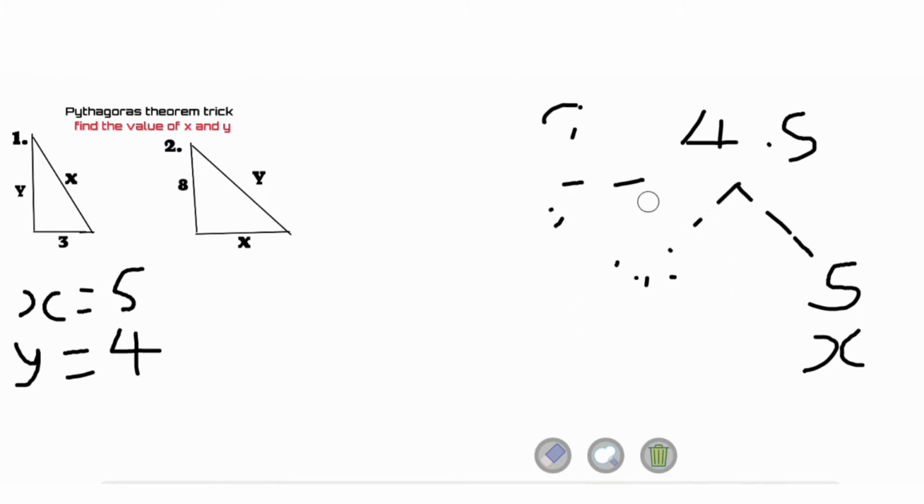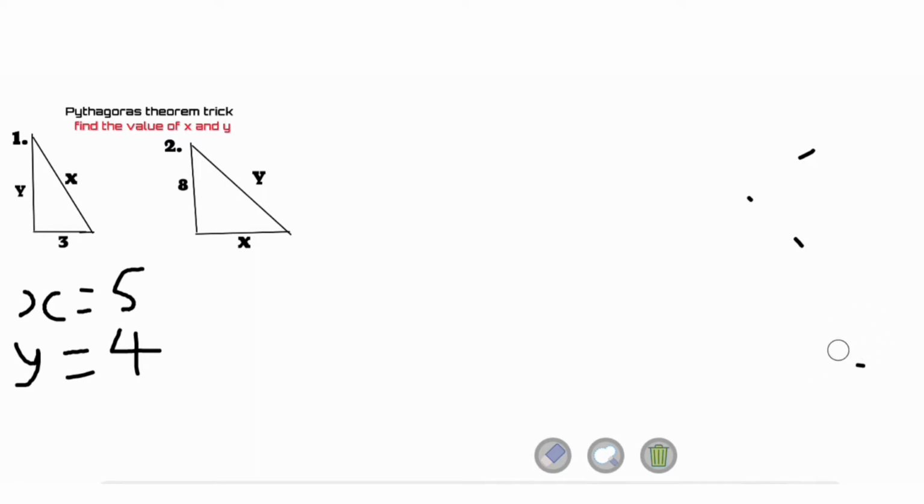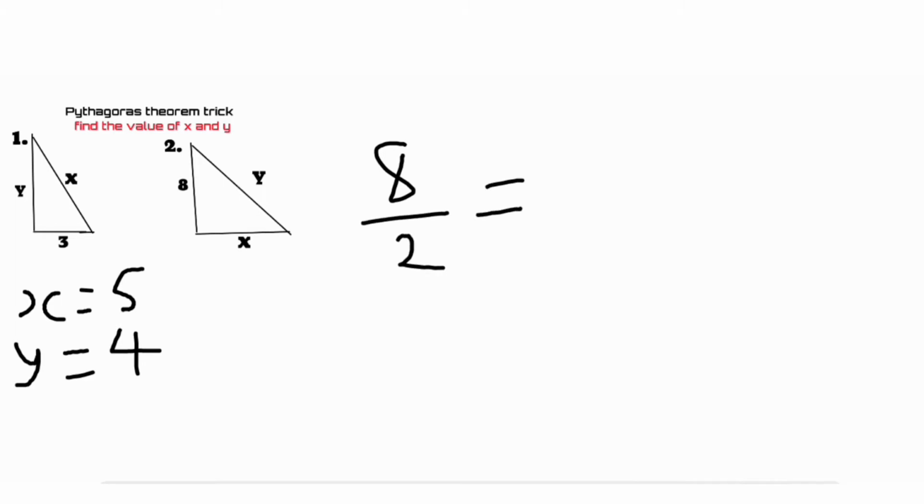So let's clear space so that we know how to do this other one. How do we find the value of x for the second question? If you look at the second question, what you have there is 8. And you know that 8 is not an odd number. Since it's not an odd number, you first divide it by 2. But if it were an odd number, you square it before you divide it by 2. So 8 divided by 2 is 4.